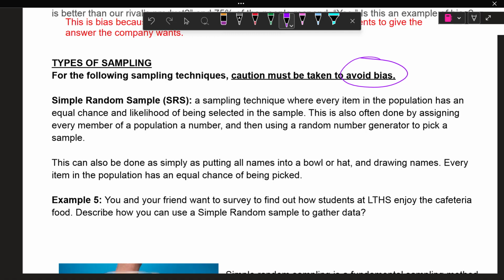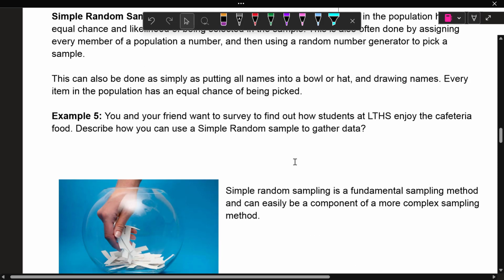So the first one and the most common is a simple random sample, or SRS. That's where every item in the population has an equal chance and likelihood of being selected in the sample. The big example they do is giving every member in a population a number, then using a random number generator. Or we can put all the names onto pieces of paper into a bowl, mix thoroughly, and draw names. And every item in the population has an equal chance of being picked. So that's when we just randomly pick out of the whole thing. That's what we usually think of when we think of random sampling.